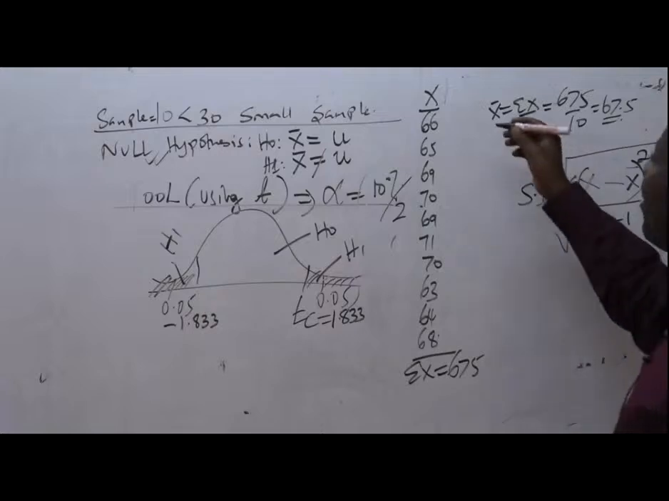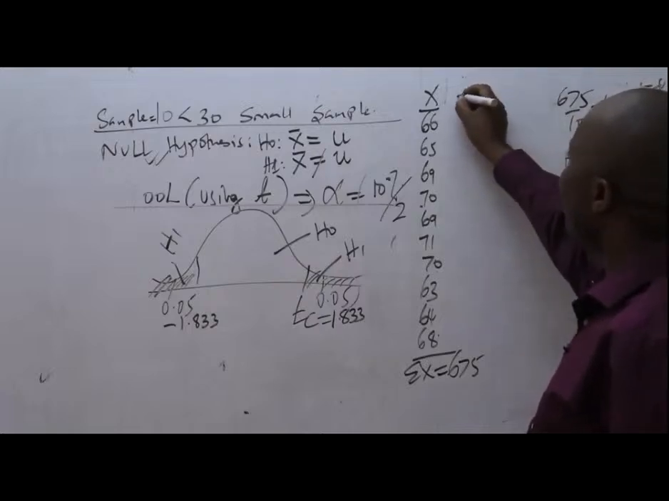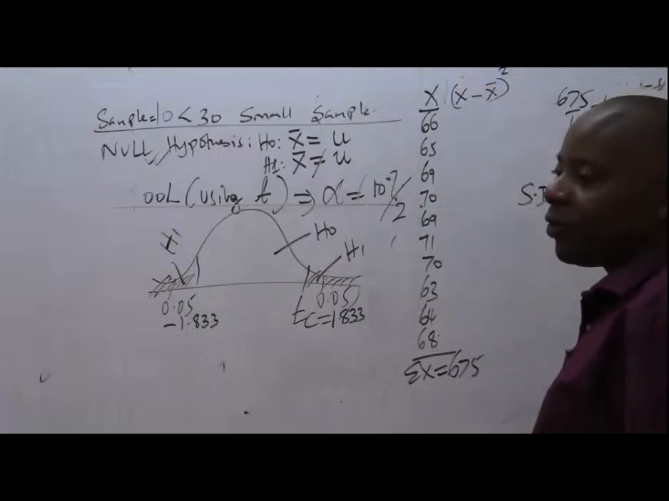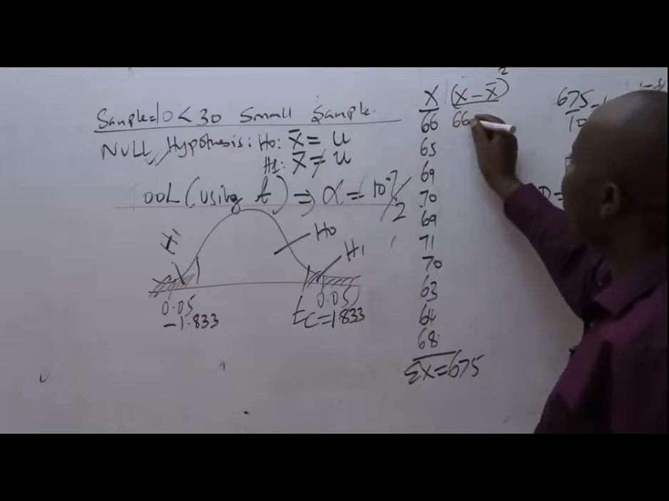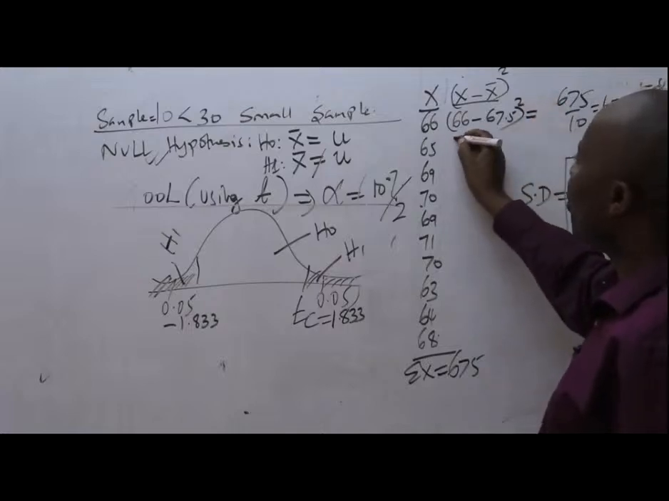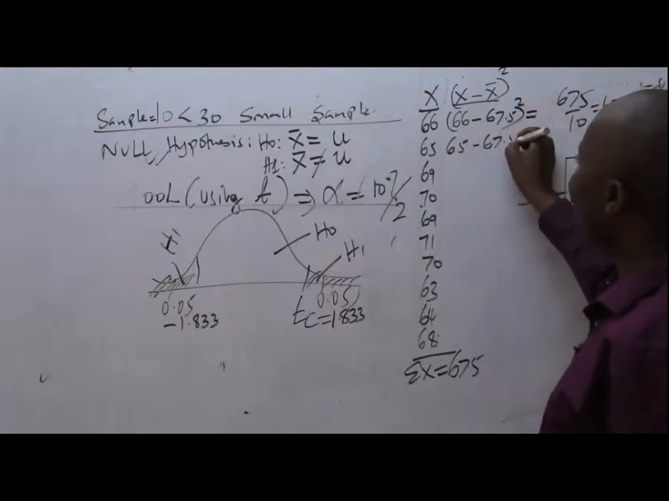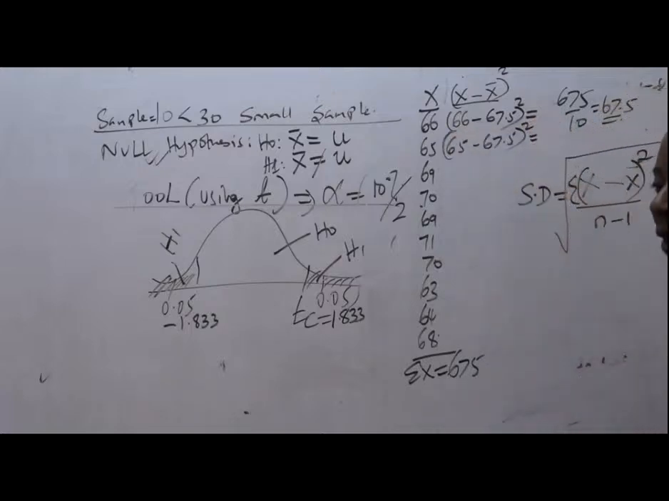So could you kindly come and create a column for the numerator? Create a column here for x minus x bar squared. So the first one will be 66, that is x, minus x bar, which is 67.5. You square this, you get an answer. The second one, 65 minus 67.5, you square this, you get an answer.